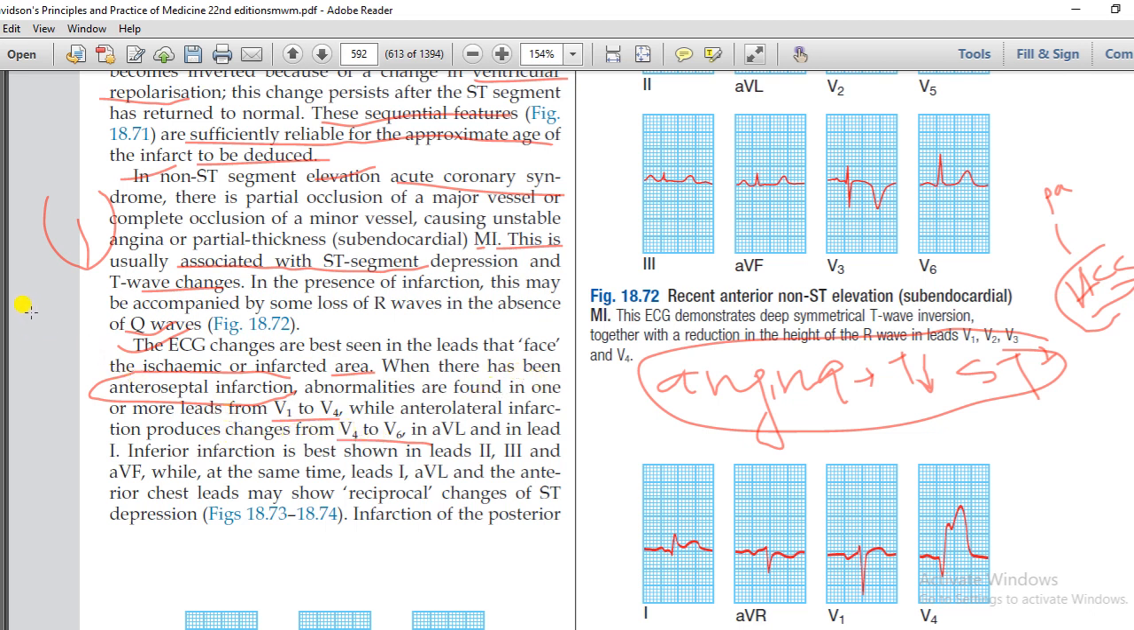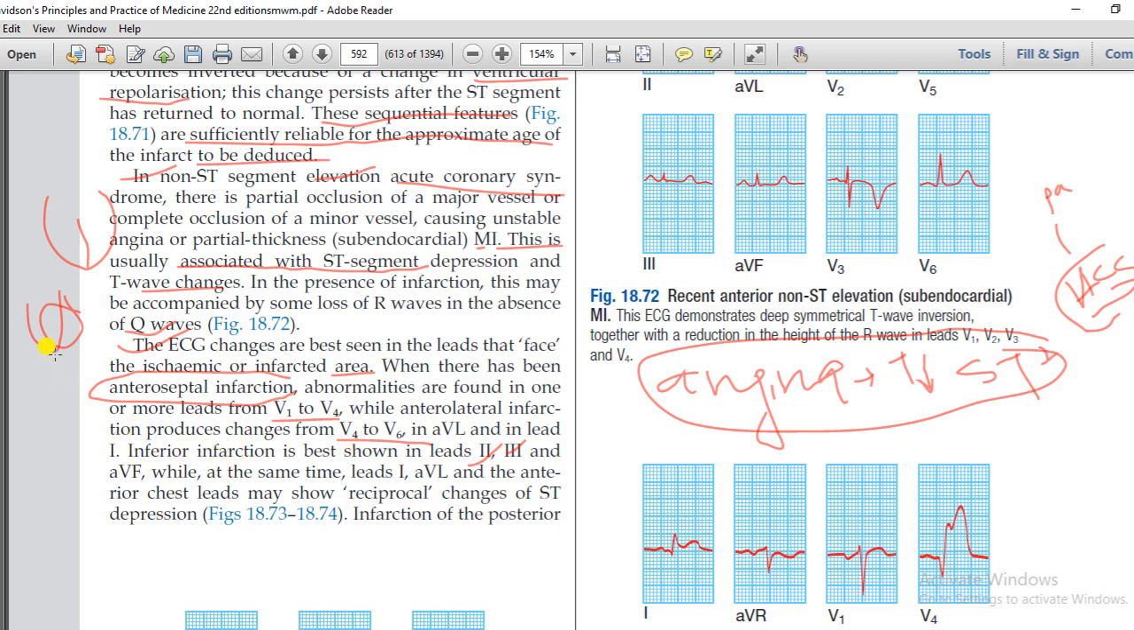If there are any changes in the anterolateral part of the heart, around this part, if there is an infarction, then the change is shown in the leads such as V4 to V6. In AVL and in lead 1, inferior infarction is best shown in leads 2, 3, and AVF.